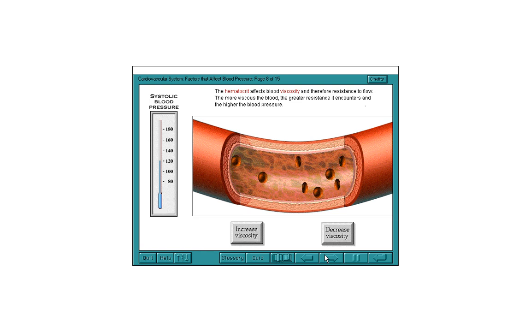The hematocrit is the percentage of red blood cells in the total blood volume.